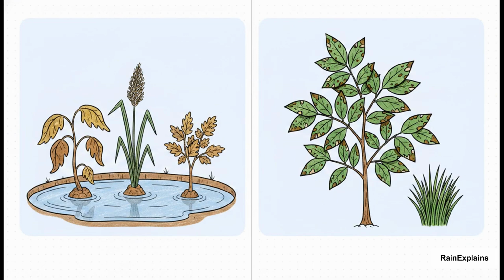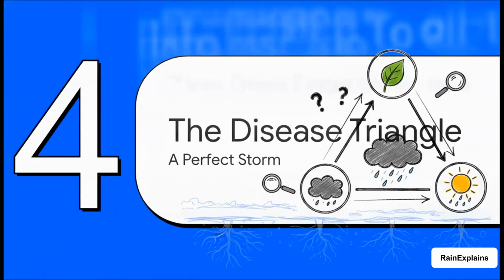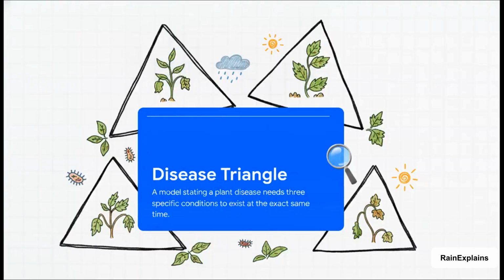A fungus that attacks your roses is incredibly unlikely to just jump over and start attacking your lawn grass. All right, Section 4, the disease triangle. This is a foundational model. It absolutely proves that a pathogen all by itself actually can't cause a disease. It needs a perfect storm.